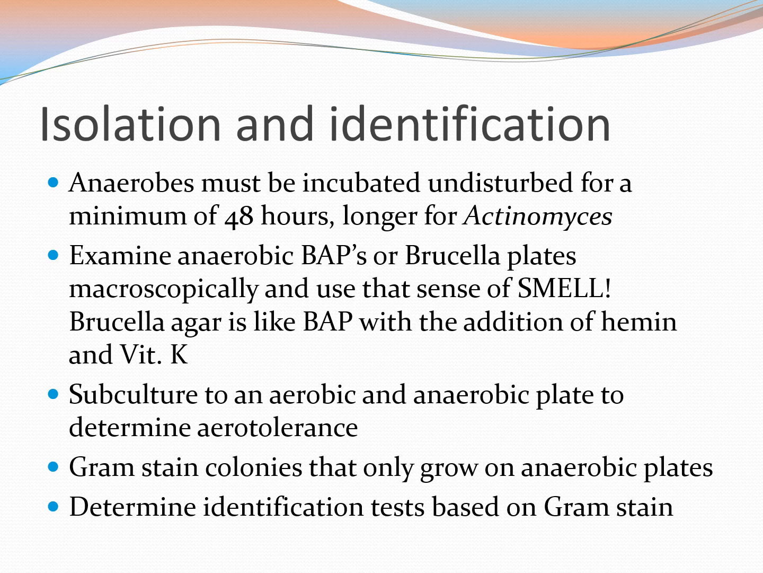We want to examine the anaerobic blood agar plates or Brucella plates macroscopically and use your sense of smell, because often you're going to smell anaerobes before you actually see them growing on the plate. Brucella agar is very similar to blood agar except it has the addition of hemin and vitamin K, which helps support the growth of anaerobes. Subculture your organisms to aerobic and anaerobic plates to determine aerotolerance, and then Gram stain those colonies if they appear to be an anaerobe from your anaerobic plates. Determine the identification test based on that Gram stain.